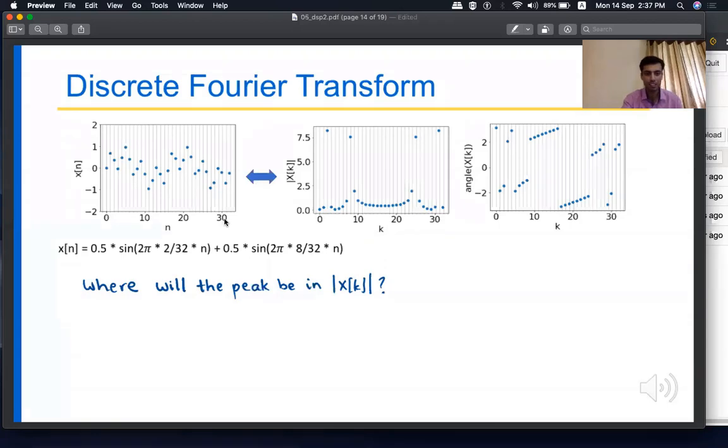The length of the signal is not 32, but 33. And my NFFT also becomes 33, because of which things become a little messy here. So it becomes 33 minus 2, which means 31. That is why you see a peak at 31, because my NFFT is 33 in this plot.